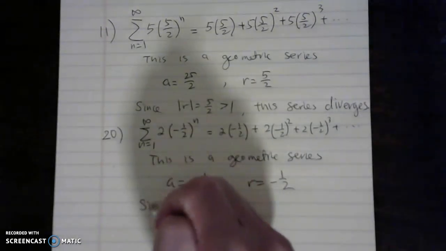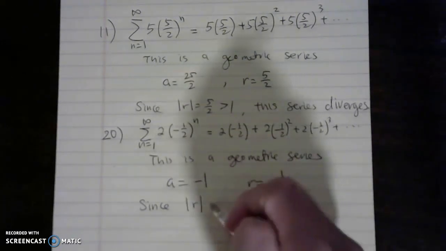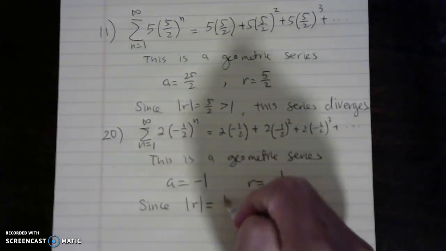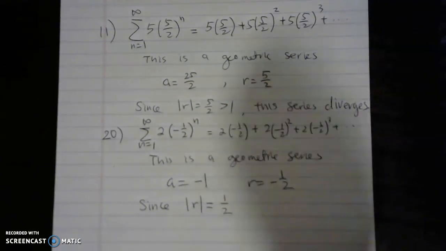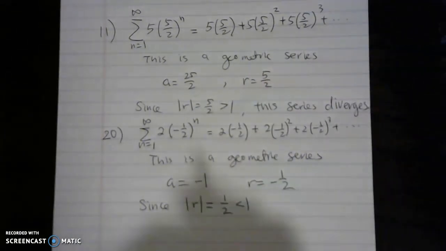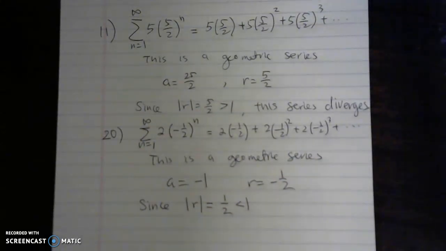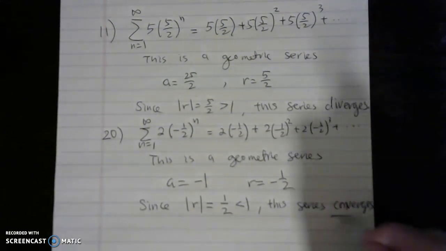And measuring the numerical value of how big the absolute value of the common ratio is, we can tell that this is a geometric series with a small common ratio. And hence we know this series converges. There, this is a converging series.